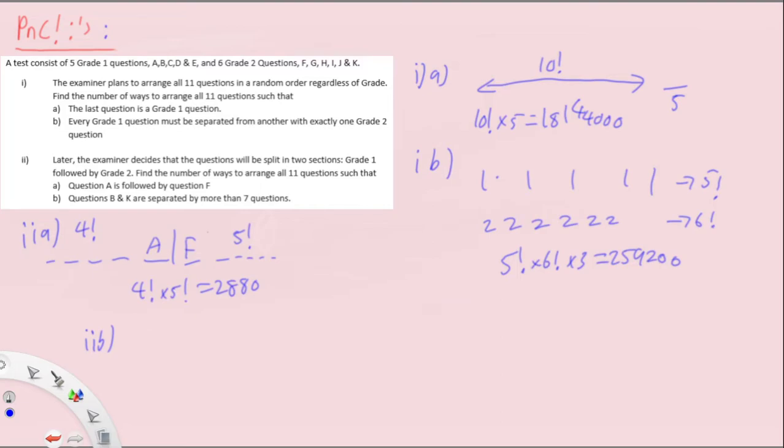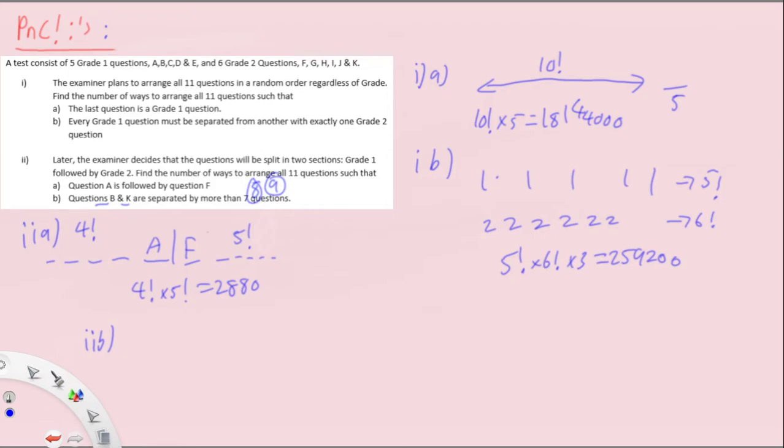Part B, slightly interesting. Questions B and K are separated by more than 7 questions. You realize there is more than one way for this to happen, because we can have 8 questions, 9 questions, or 10 or more. But there are only 11 questions, and B and K are already 2 questions, so we can only have 8 or 9 questions in between them. The maximum number of questions in between them is 9.